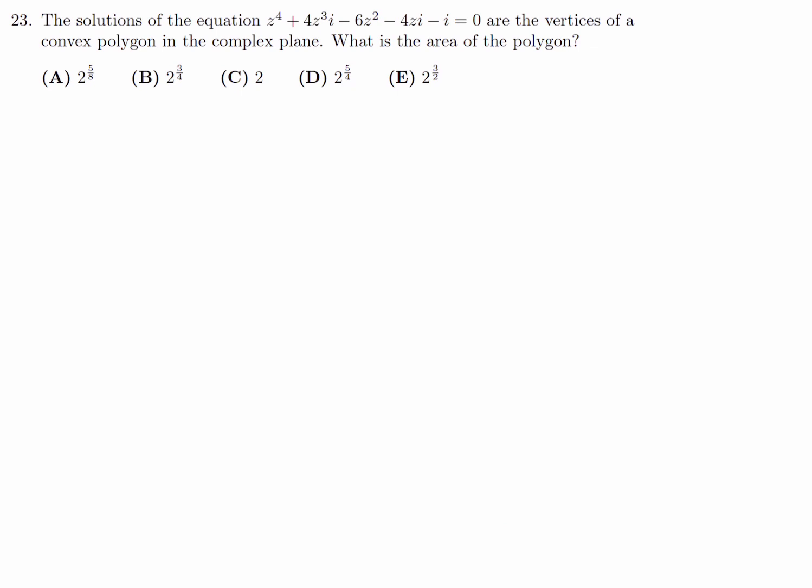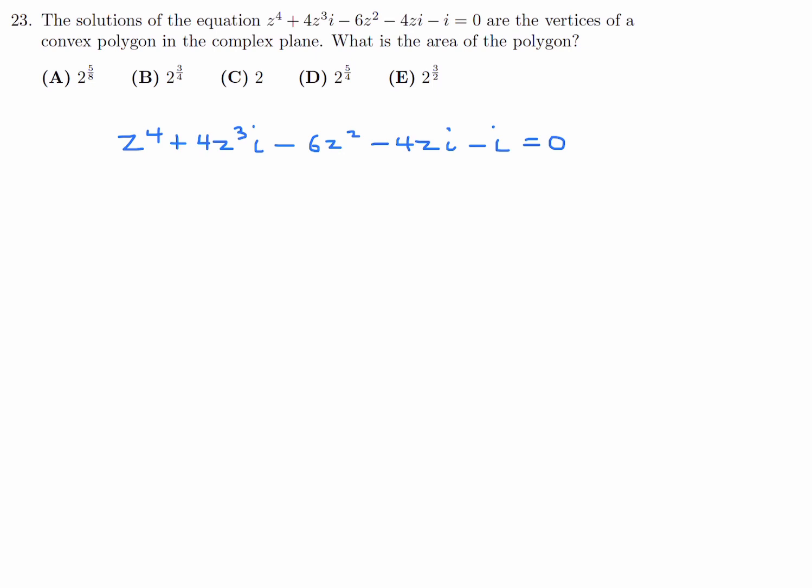The solutions of the equation z to the power of 4 plus 4z cubed i minus 6z squared minus 4zi minus i equals 0 are the vertices of a convex polygon in the complex plane. What is the area of the polygon? The first step in this question is to analyze that equation right there.